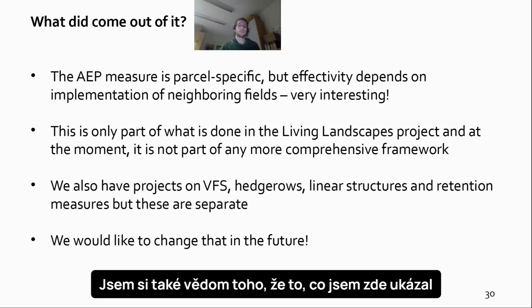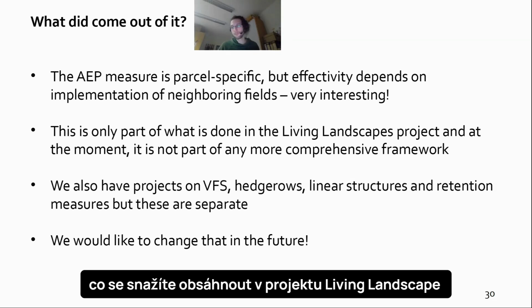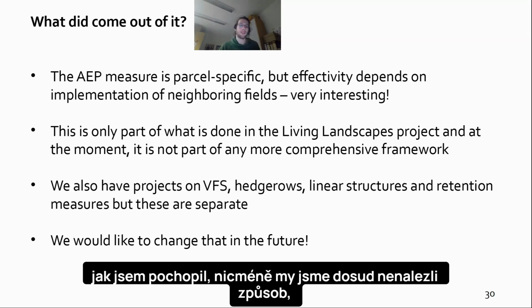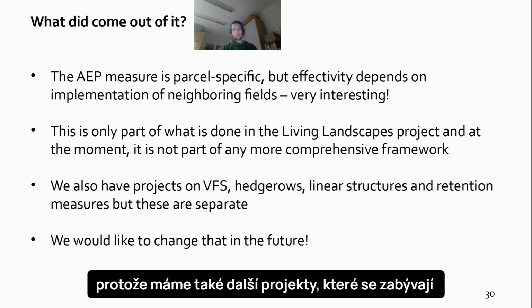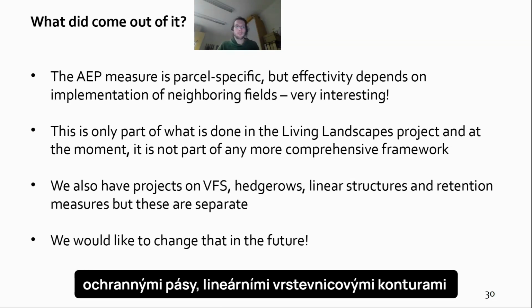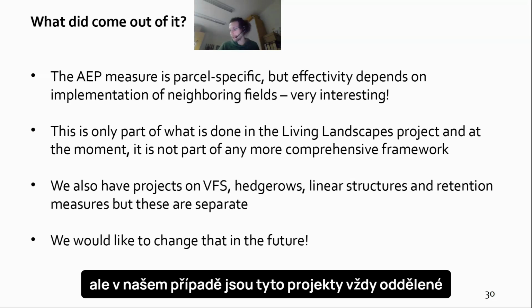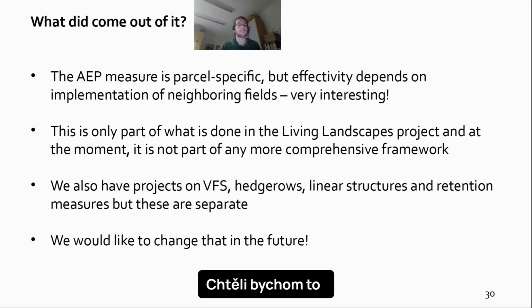I'm also aware that what I showed here and what we did in this study is only a small part of what you are trying to do in the Living Landscapes project or with your model, as I understand it. But still, we have not found a way to put this into some kind of larger framework. Because we also have other projects dealing with vegetated filter strips, hedgerows, with linear retention structures and retention ponds and stuff like that, but these are always separate projects in our case, and we have not been successful in combining these. And we would very much like to change that in the future.